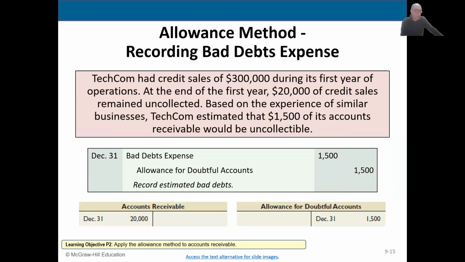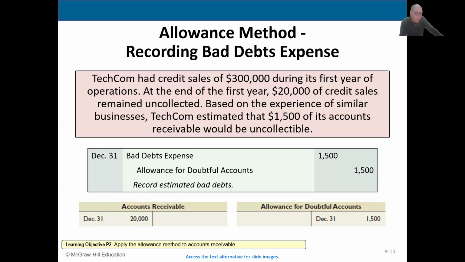Okay, so what does it look like? Here's a nice example of this. So here I have my company. We made credit sales of $300,000 during our first year. And at the end of the first year, 20,000 remained uncollected. So based on similar experience, we estimated that $1,500 of accounts receivable will be uncollectible, meaning the customer is just never going to pay us.